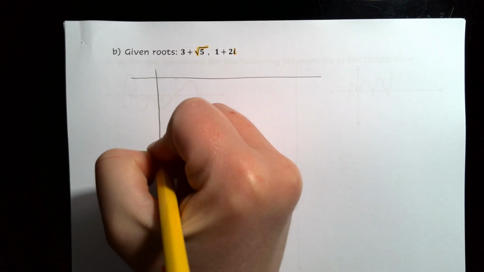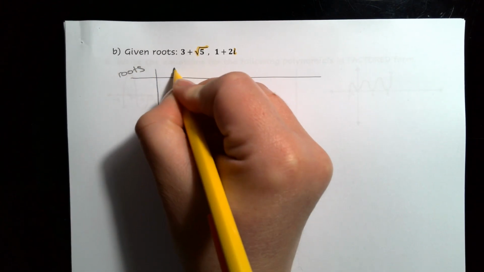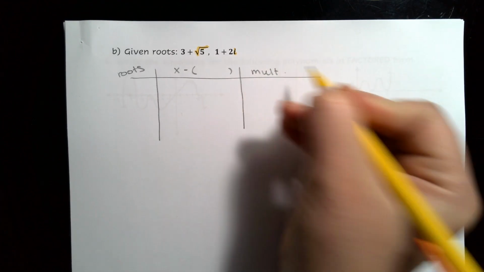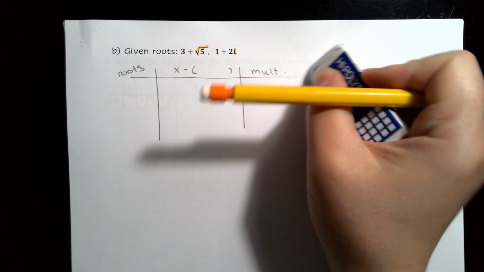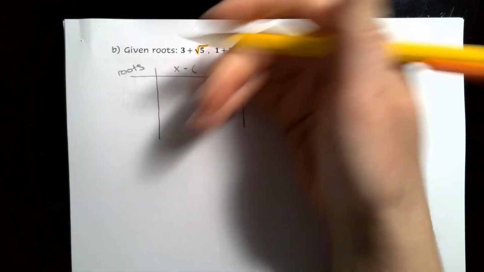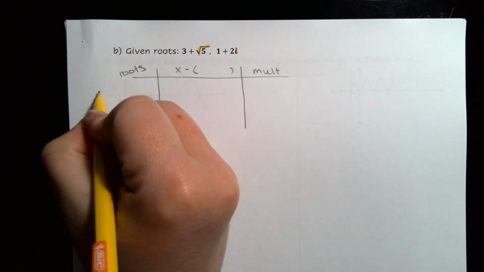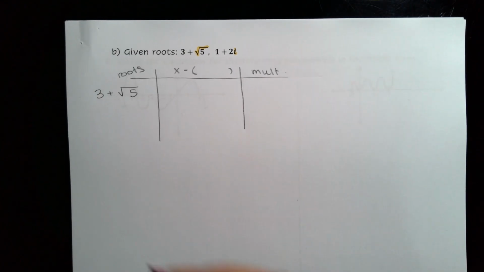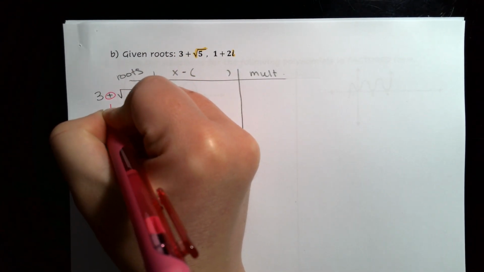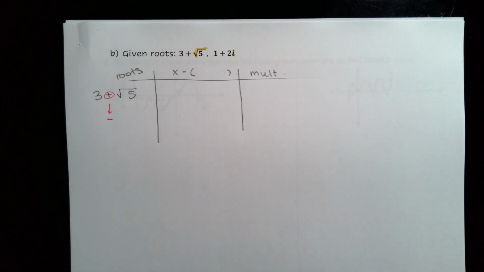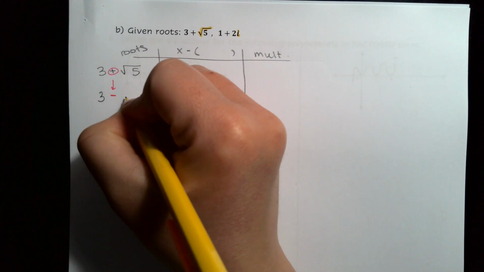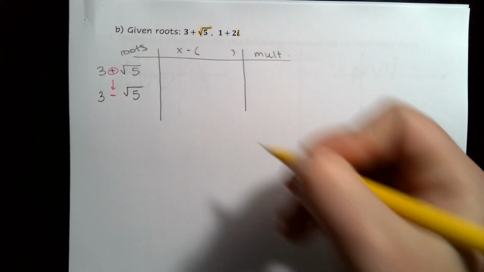So we're going to create a table. I did give you lots of space. You're going to write out your roots. You're going to write out your factors. And then you're going to write out your multiplicities. Now, unless they tell you you have a multiplicity, your multiplicity is 1, meaning you don't have a multiplicity. So our first root is 3 plus the square root of 5, which means that a conjugate exists. We're going to take that plus and make it into a minus. Our a and b values are still the same. So root 3, square root of 5.